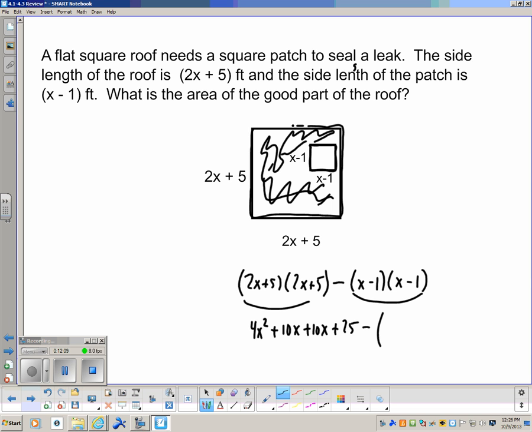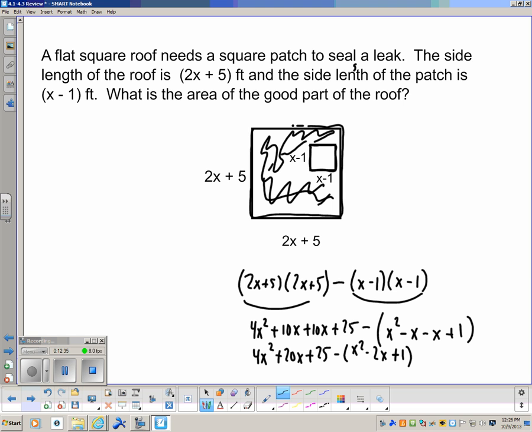And then over here, I'm going to FOIL this out. I get x times x is x squared. x times a negative 1 is a negative x. Negative 1 times x is a negative x. And negative 1 times negative 1 is plus 1. So now I'm going to combine my like terms. So 4x squared plus 20x plus 25. And then combining my like terms over here, I get a minus 2x plus 1.